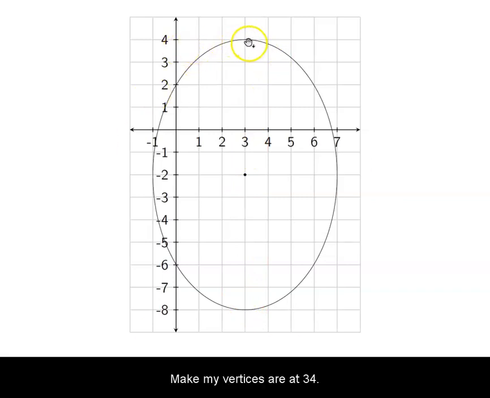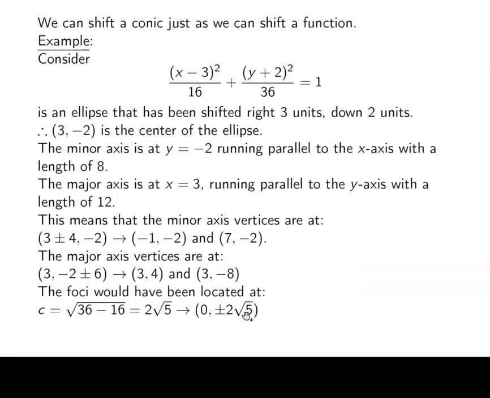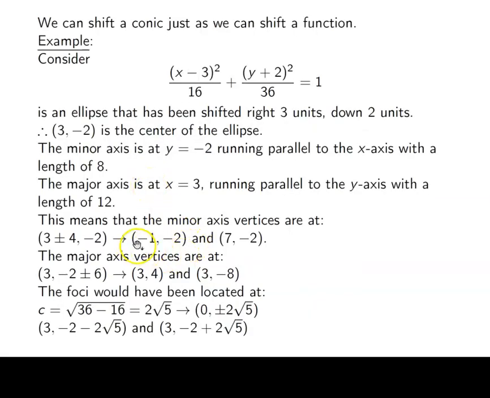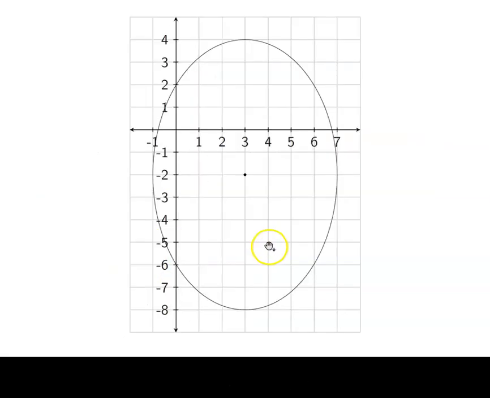My vertices are at 3, 4 and 3, -8. Okay. And 7, -2 and -1, -2. So this matches up with everything that we had before, right?